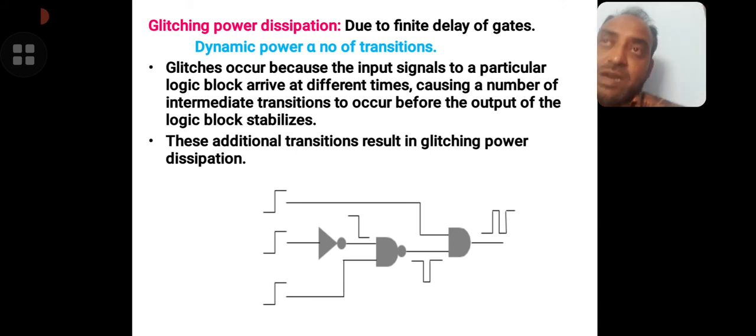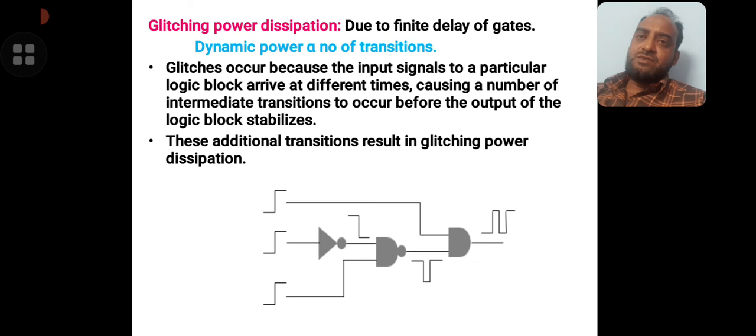And along with the error, what is happening is that the number of transitions that a digital circuit takes will cause what? Dynamic power dissipation, switching power dissipation. Now, the reason for this is that glitching occurs because the input signals to a particular logic block arrive at different times, causing a number of intermediate transitions to occur before the output of the system stabilizes. These unnecessary transitions cause a power dissipation, which is called glitching power dissipation.